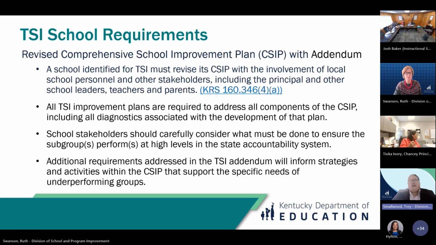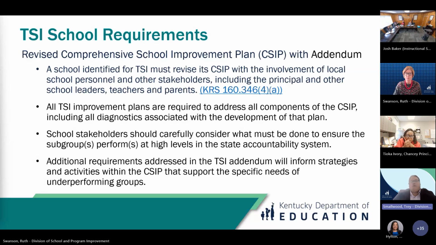So all TSI schools must have a revised comprehensive school improvement plan with the TSI addendum included. So this will serve as your improvement plan. And so you're going to revise your CSIP with the involvement of local school personnel and other stakeholders. This, of course, includes the principal and other school leaders, teachers, parents, the SBDM, and this is actually in Kentucky law. You can see the revised statute there.